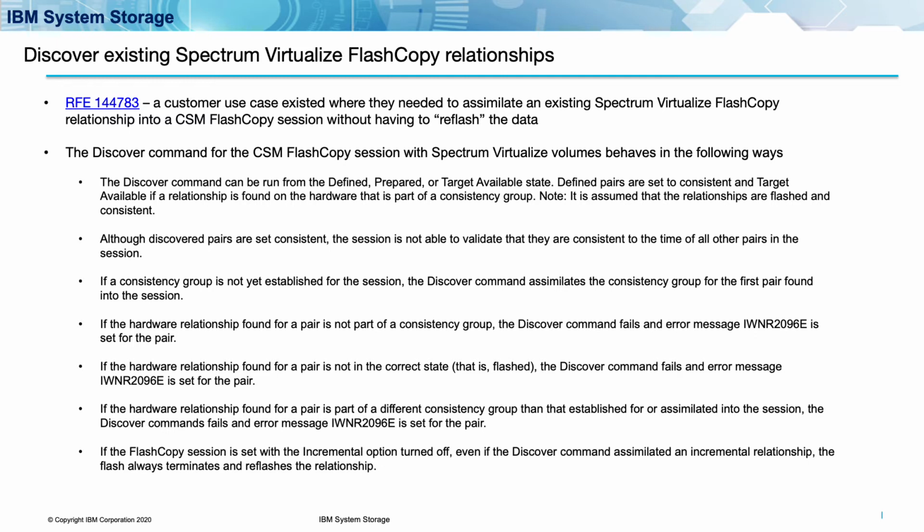And then let's see, what else am I missing? So last there, is obviously if you've turned off incremental on the CSM FlashCopy session, even if you've set incremental on the hardware and that relationship that we discovered is incremental, the next flash, you better note, will not be incremental on CSM, so we'll withdraw the relationship and reflash. So make sure that if you are assimilating incremental relationships, that you have incremental set on the CSM session as well to make sure that the next flash picks it up correctly.